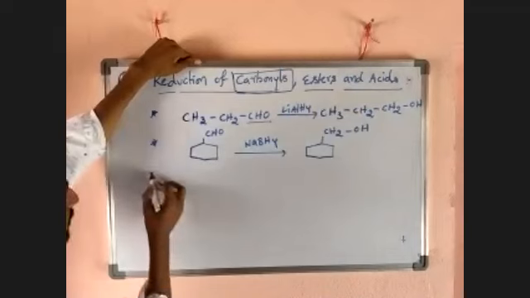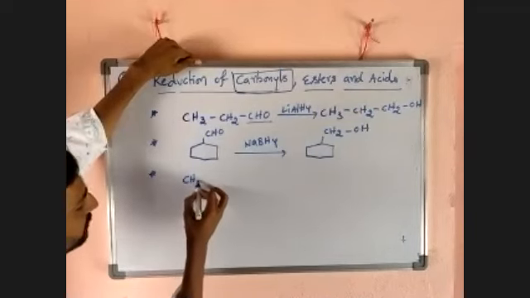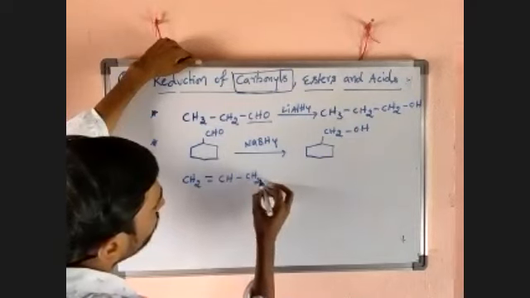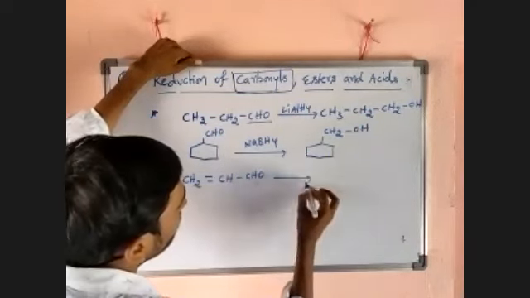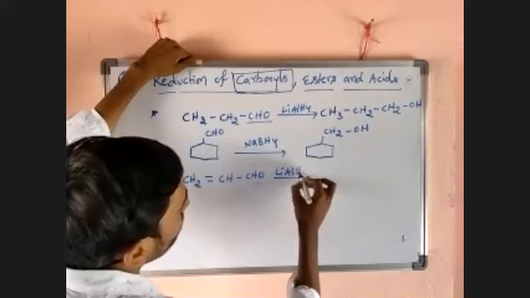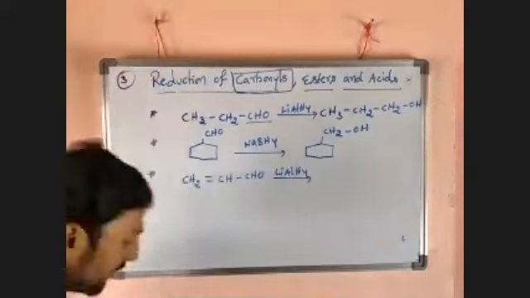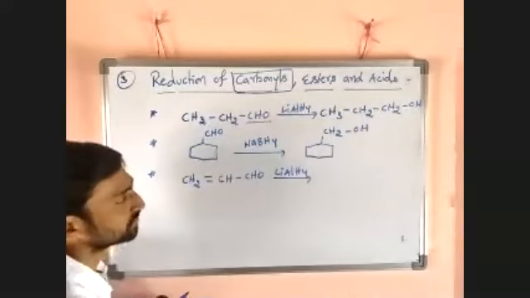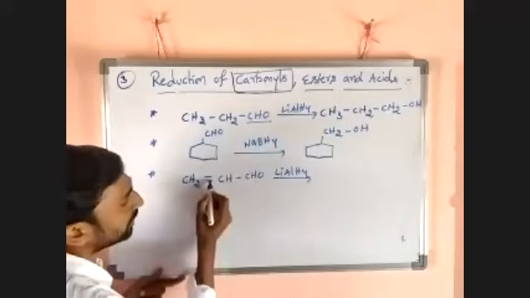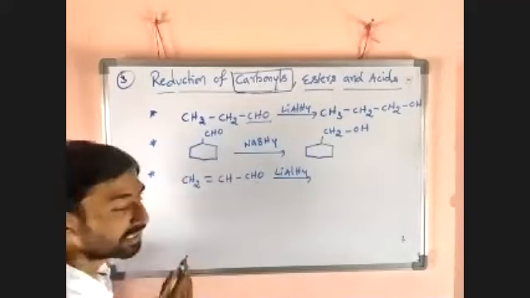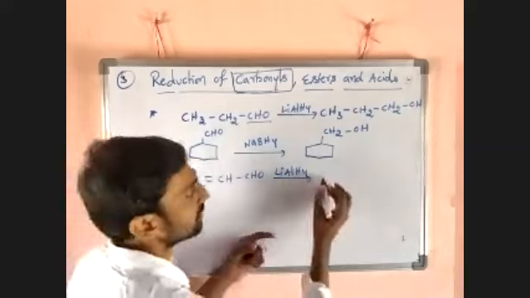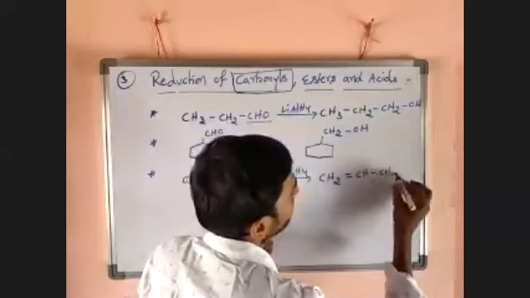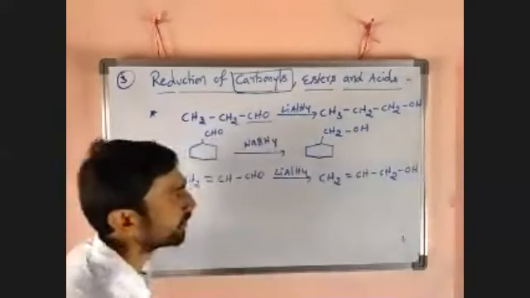Okay, the next category is very important. Look here: a double bond CH, CHO, with LiAlH4. The CHO will definitely convert into CH2OH. It is a reduction, so we would add H across a double bond, but here that does not happen. So the C=C double bond remains: CH2 double bond CH, and the CHO reduces into CH2OH.